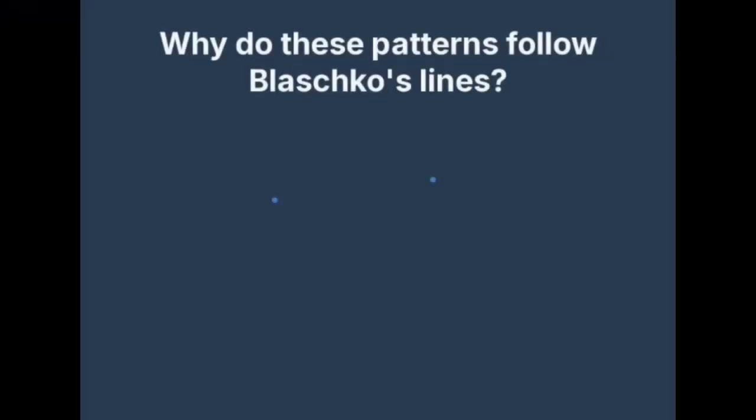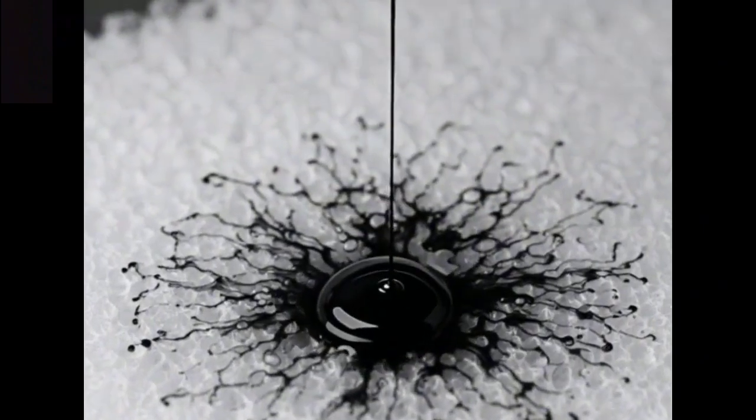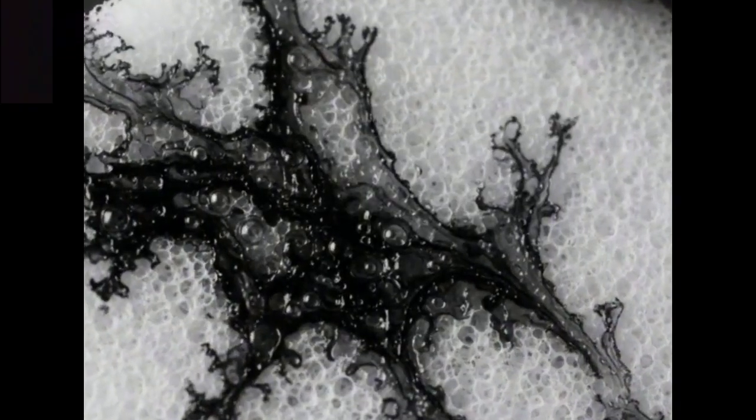Why do these follow Blaschko's lines? Blaschko's lines are invisible patterns on the skin that represent how skin cells grow and migrate during embryonic development. When a mutation occurs in some cells, the affected cells spread along these lines as the embryo grows. Imagine spilling ink on a sponge while it grows. The ink spreads along the natural growth paths, not randomly.